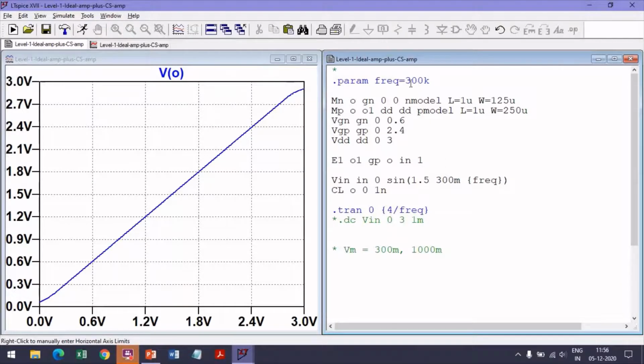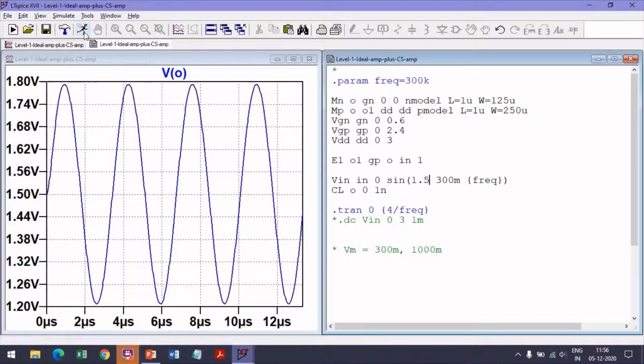So I've put a frequency of 300 kilohertz, which is greater than 250 but less than 1.6 megahertz. So 300 milli is the input amplitude, and let us run it now. So let's see what this does. Alright, so this is the output. Let us also plot the input to compare.